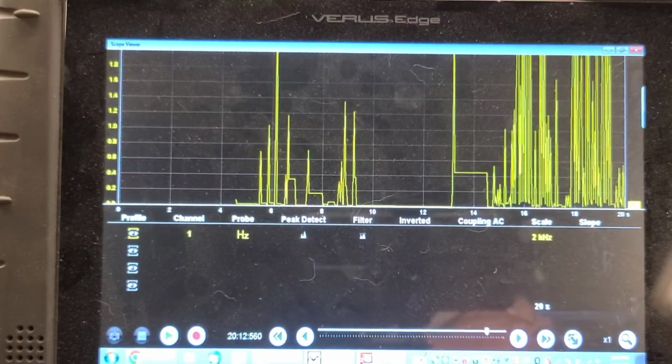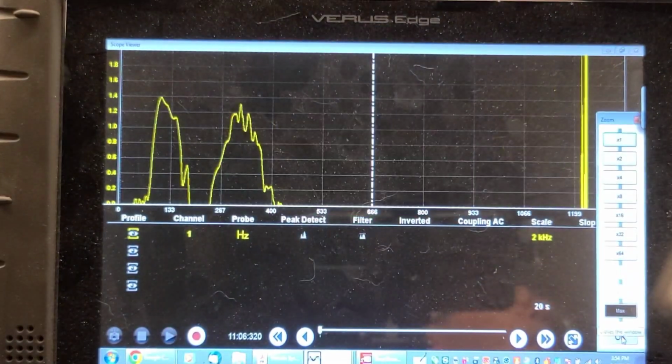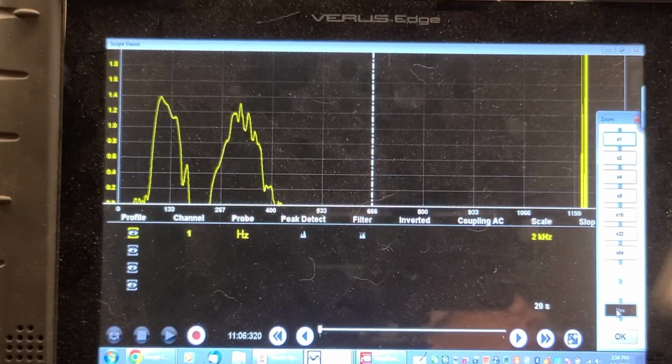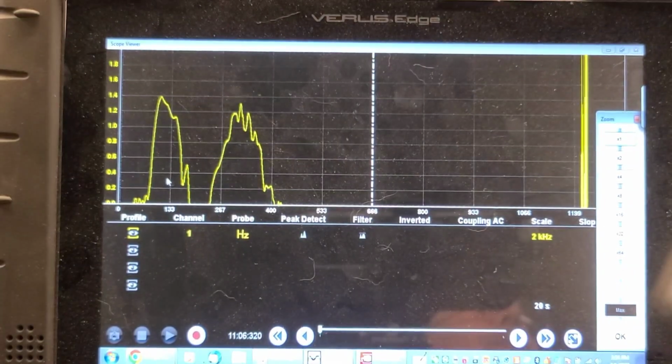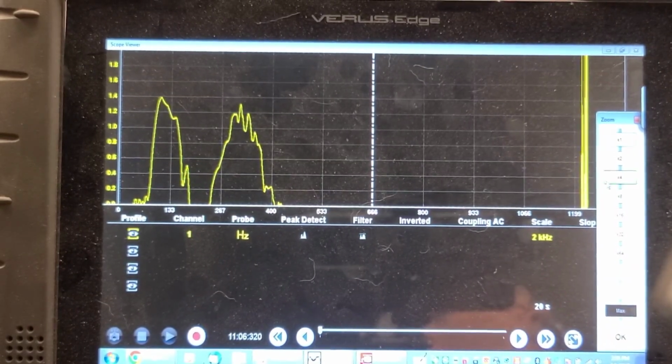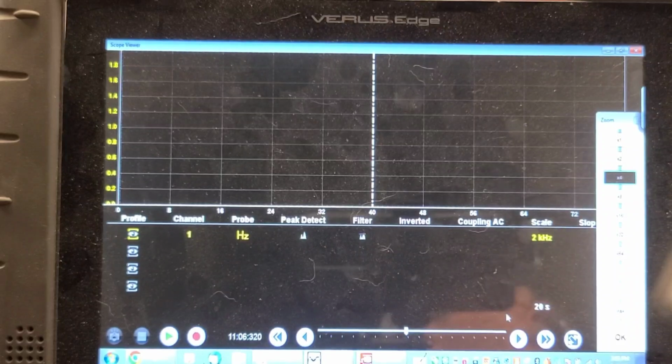Let me zoom out. So you can see, here's where I was driving it. And then I was sitting there idling, talking. I was actually talking to him on the phone when it started to record a signal.